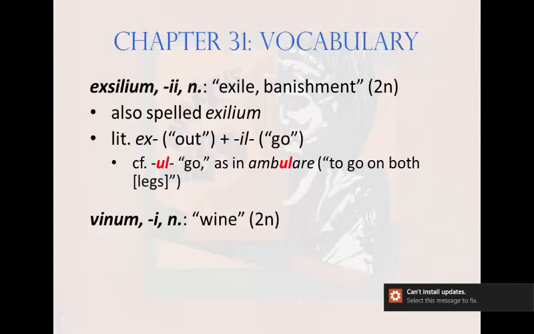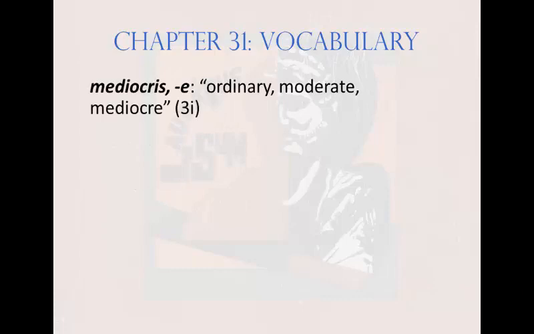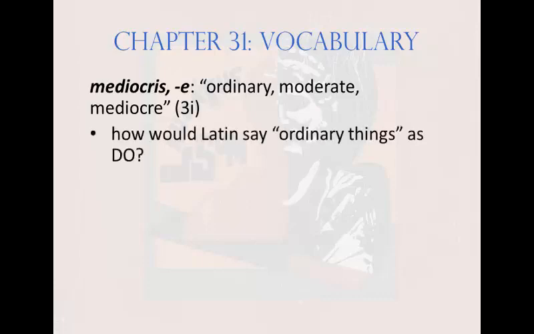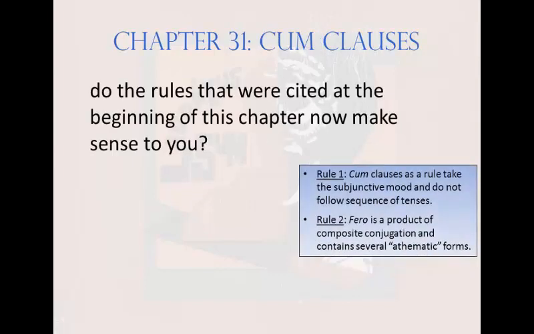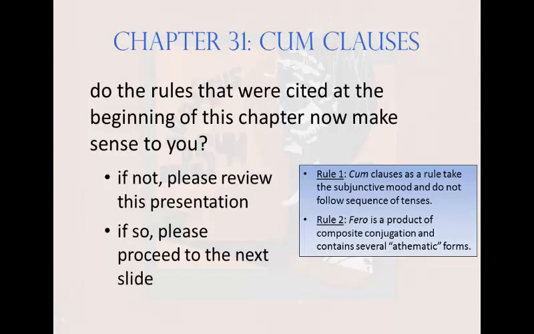And the last word in this vocabulary list is mediocris, mediocre, meaning ordinary, moderate, or mediocre. It's a third declension adjective, and thus by definition, i-stem. So what's its accusative plural? That is, how does Latin say ordinary things, the neuter plural substantive, as a direct object, for instance? Good. Mediocria. Do the rules that were cited at the beginning of this chapter now make sense to you? If not, please review this presentation. If so, please proceed to the next slide.